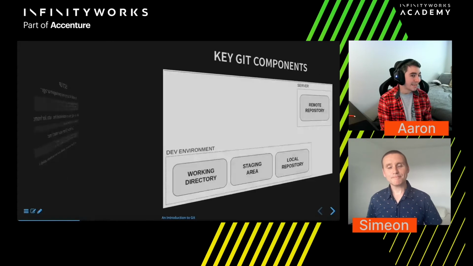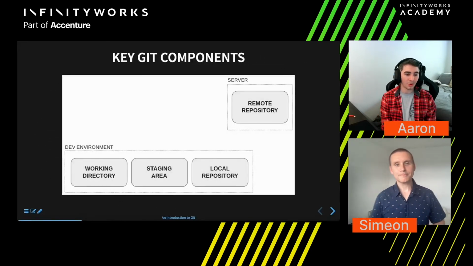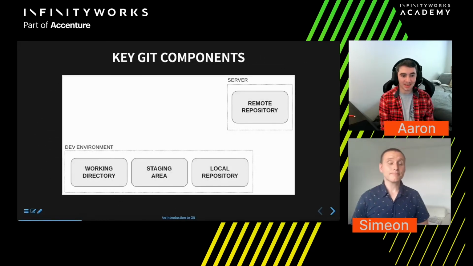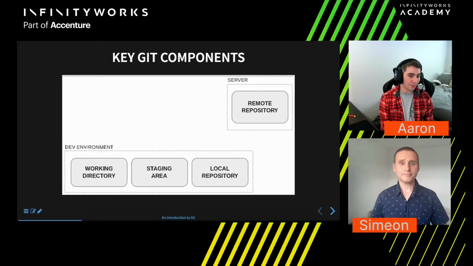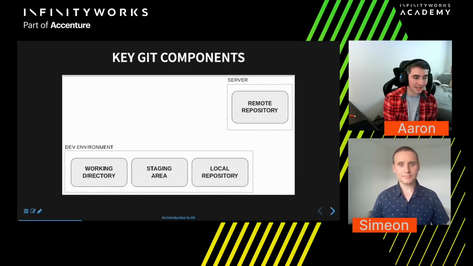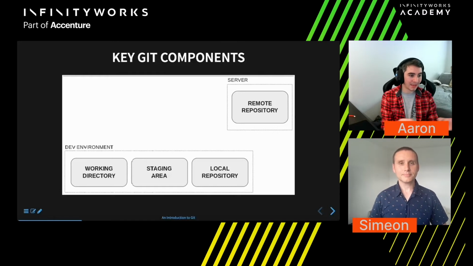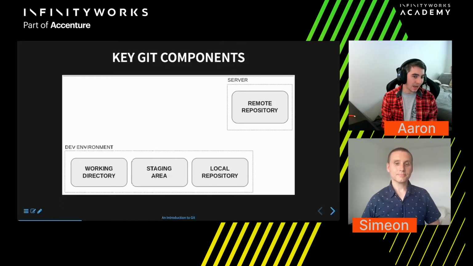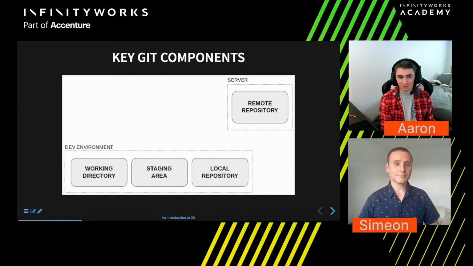So what are the key Git components? You've got the working directory, the staging area, and the local repository. All three of these are part of your dev environment on your local machine. So you've installed different software to make it all work, and that'll be everything on your machine. And you typically work from left to right.